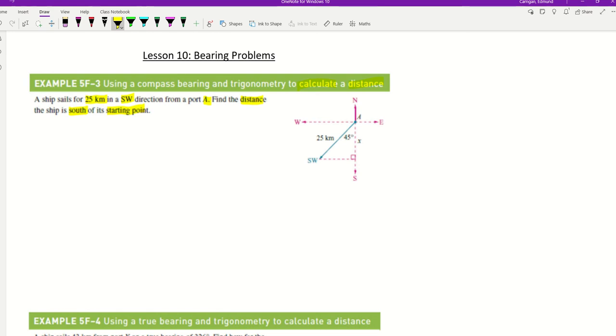So they've already done a diagram for us here. Then we have a look at what they've got over there. We've got our ship started from point A. It went 25 kilometres southwest, so that gave us our direction, 25 kilometres southwest. And now they're asking us to find the distance of the ship from its starting point. So we're trying to find X here. That's the distance south of its starting point. So it's not worried about how far west it is, etc. It just wants to know how far south it is.